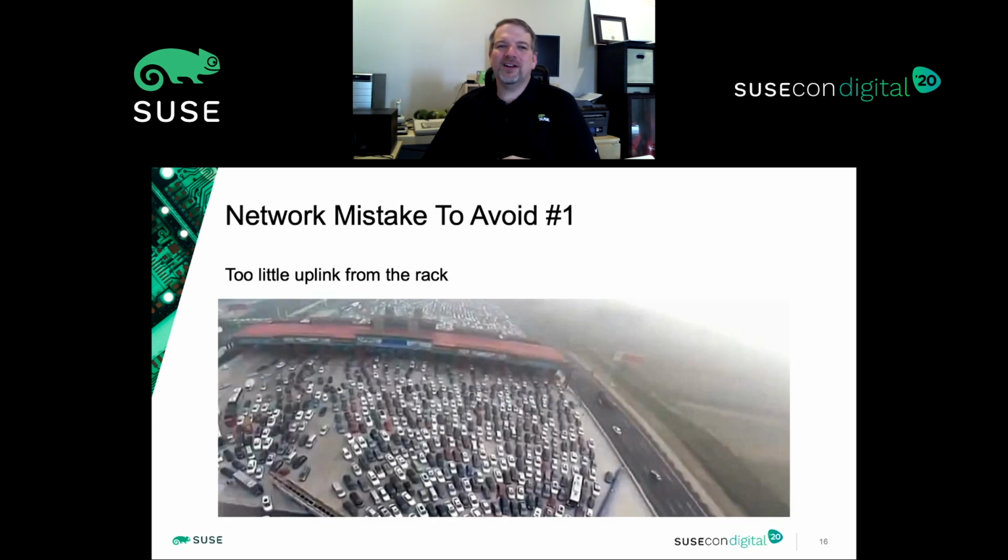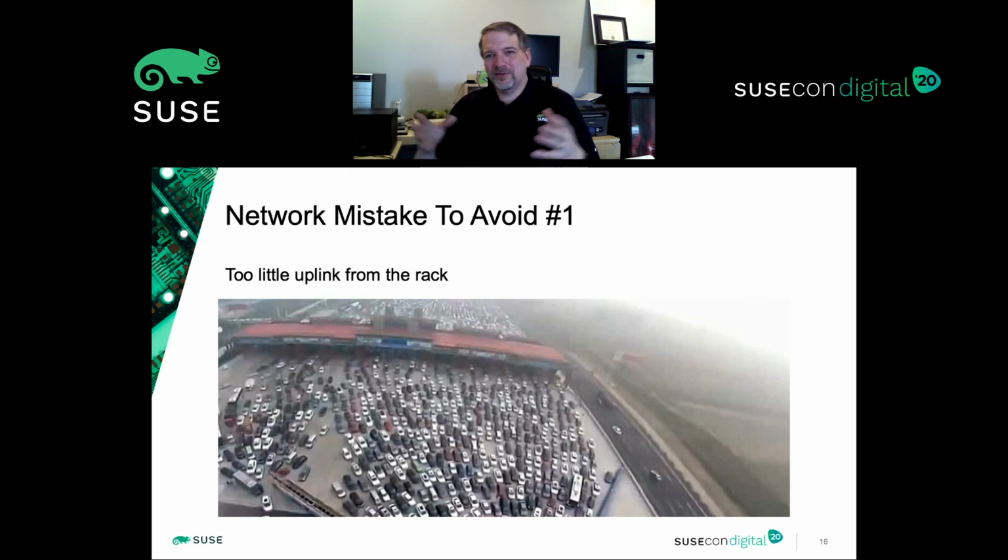So let's talk about the network mistake to avoid. Number 1. One of the worst things you can do to a cluster, especially if it's a multi-rack cluster, is to have these really well-designed nodes and then not have enough uplink bandwidth from the rack into the core of the network, the core of the storage, the cluster network, right?